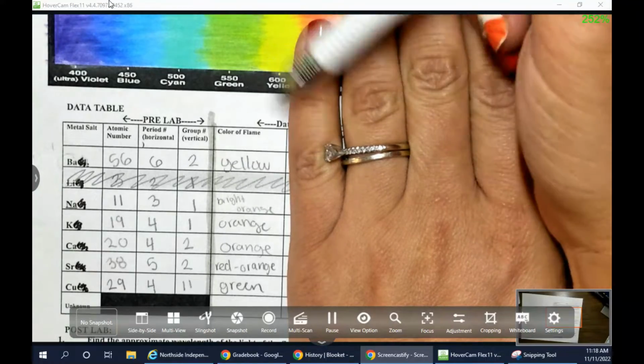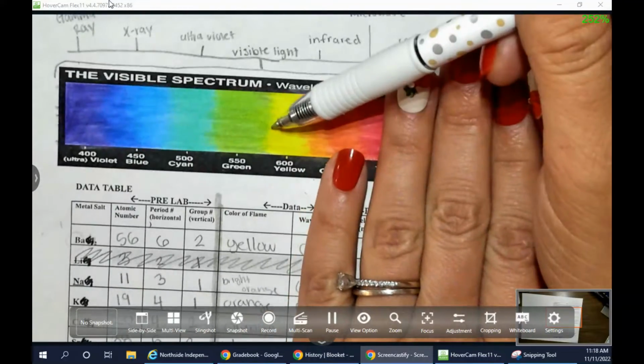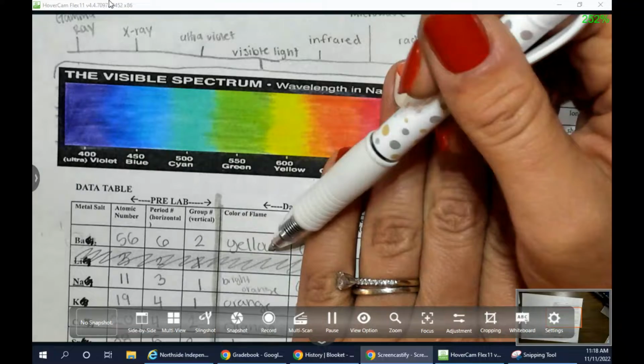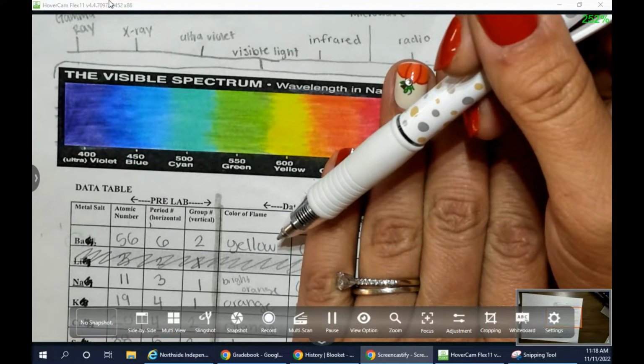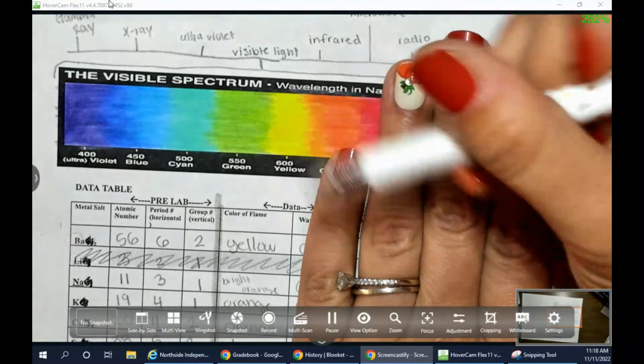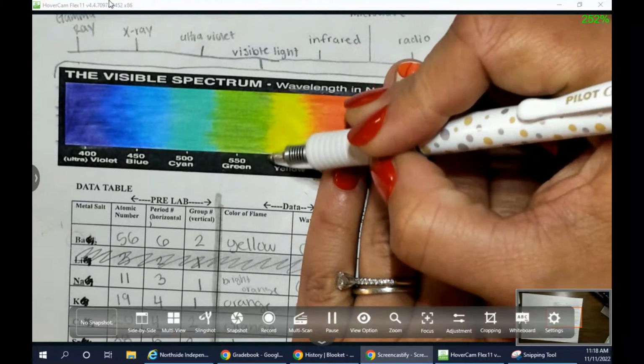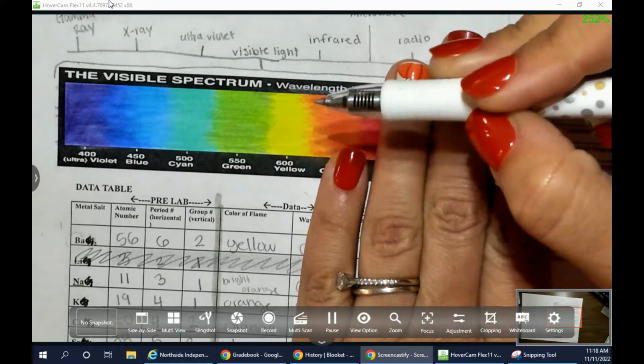Now that you have them there, you're looking up at the spectrum up here, okay? So we had yellow here. So this one was like a yellow-greenish. Some people put gold. That's fine. So you're kind of right about here. You're kind of in between those, right?